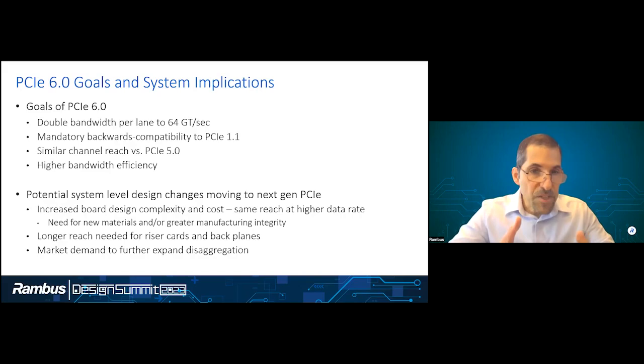And as I mentioned, it's disaggregation. So there is this market demand for further disaggregation, which means separation of these components, which means further expansion and distance between the server and the point that it's trying to reach.